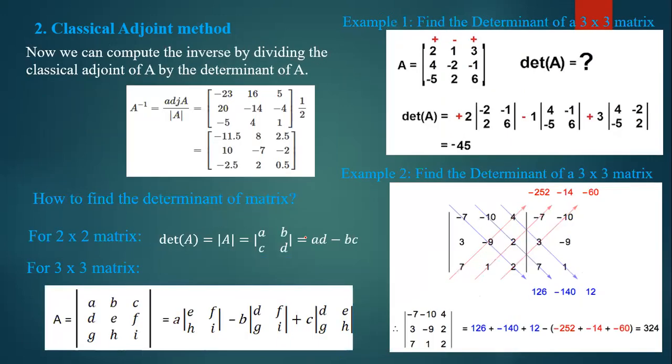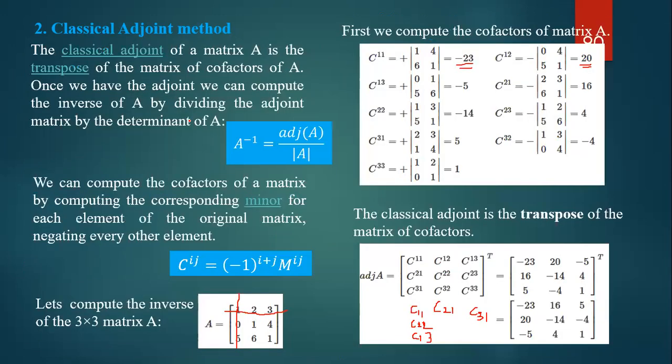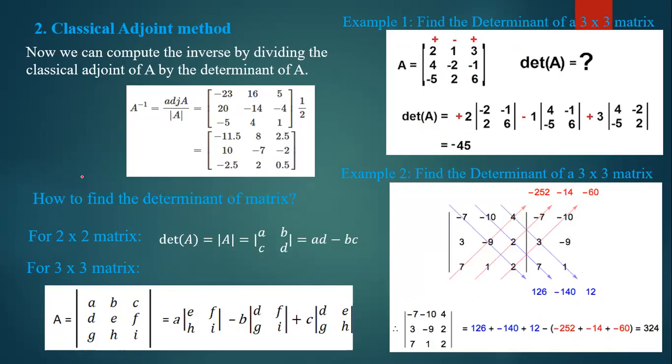Now the inverse is the adjoint over the determinant, so the determinant of that particular matrix must be known. How can we find the determinant of a matrix? The determinant of this matrix must be calculated in order to finish this work. That means the determinant is obtained as 1 over 2.